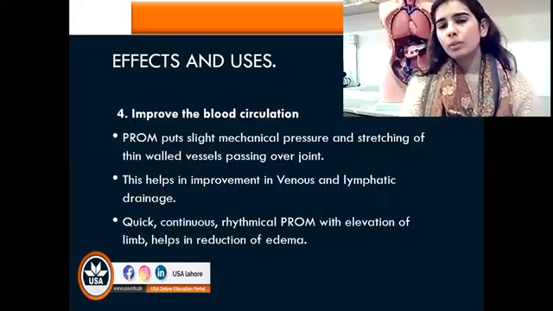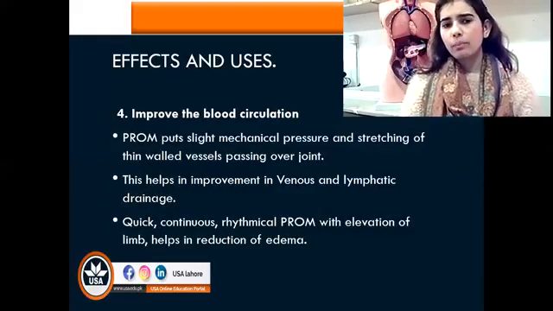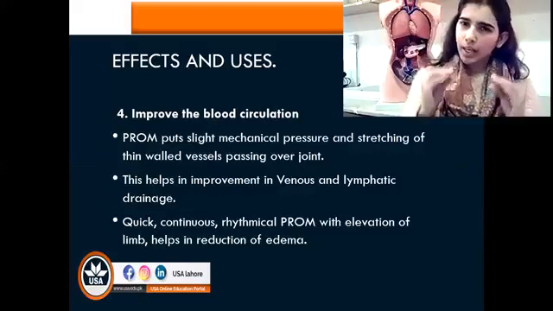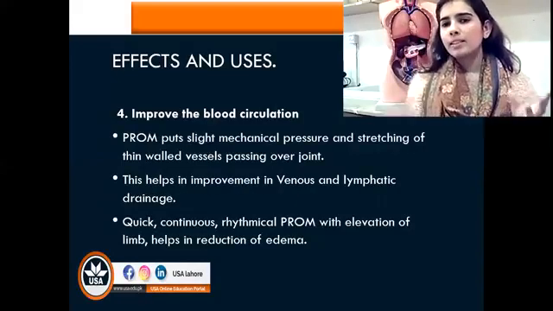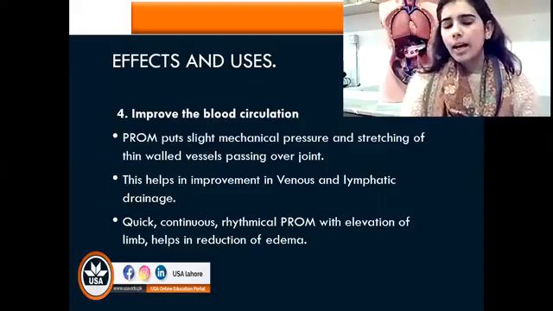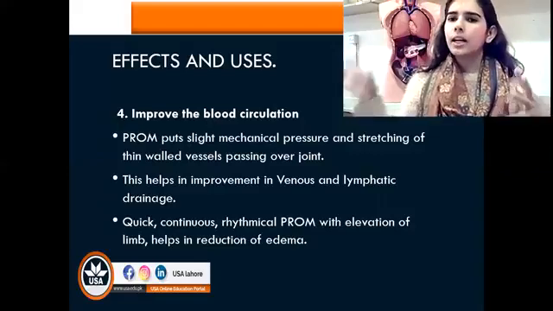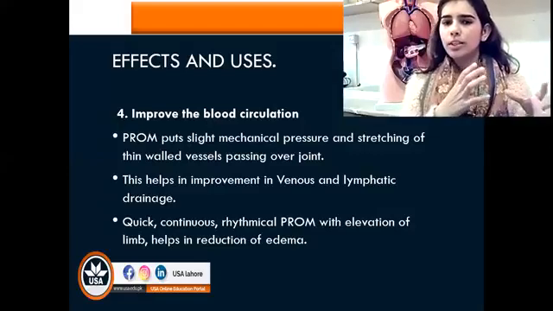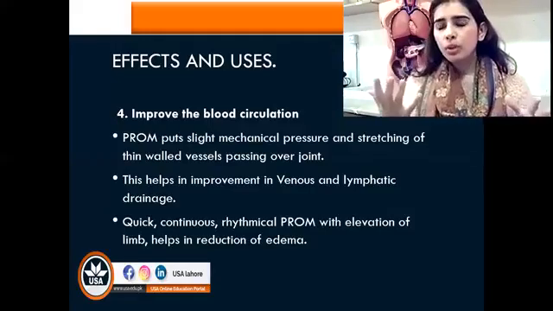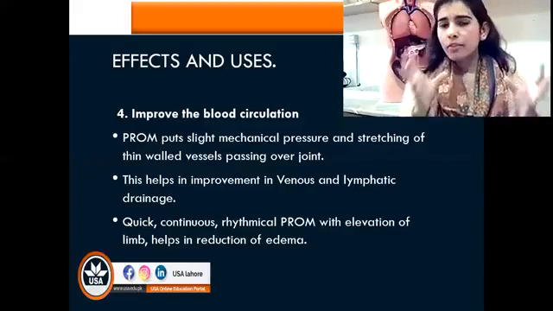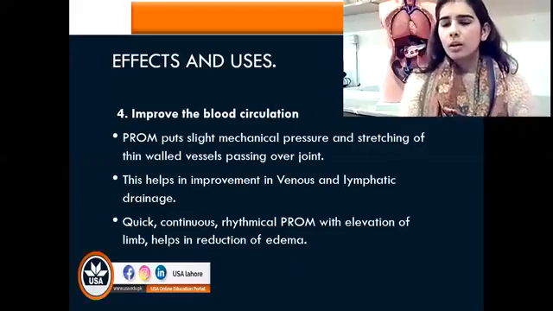Next is to improve the blood circulation. So how can blood circulation be improved? The passive range of motion puts a slight mechanical pressure and stretching on the thin-walled vessels passing over the joints, and this helps to improve venous and lymphatic drainage as well. So as the oxygenated blood is coming to the joint, the deoxygenated blood and the toxins that are being produced in that area are also being drained out if the movement is being produced. So this is how passive movement is going to help in improving the blood circulation of that area.